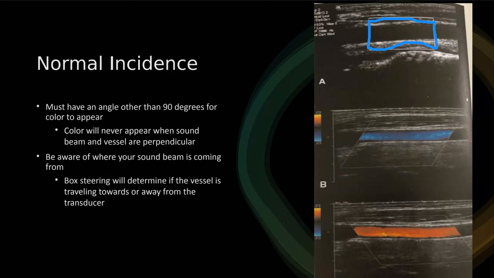We need to have some type of oblique incidence to get our color represented in that vessel. So we want to be aware of where our sound beam is coming from, and also the steering of the box that we are using. When we're giving it some type of angulation, which way are we angling it? That also matters because that's going to determine the direction that it's represented to us in. So we need to be aware, are we steering our color box to the left or to the right? Both of these examples on the bottom, you can see those color boxes are being steered in opposite directions, and it's representing flow appearing to be traveling in two different directions when that may not necessarily be the case.